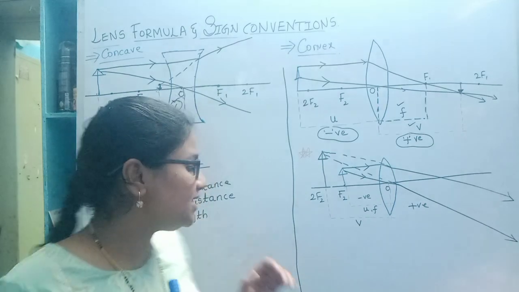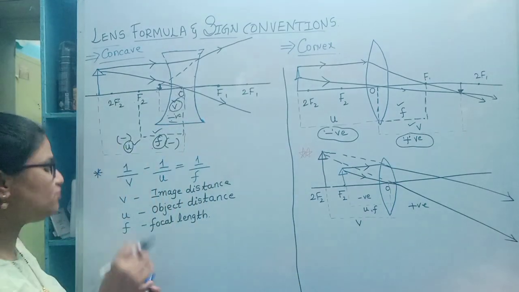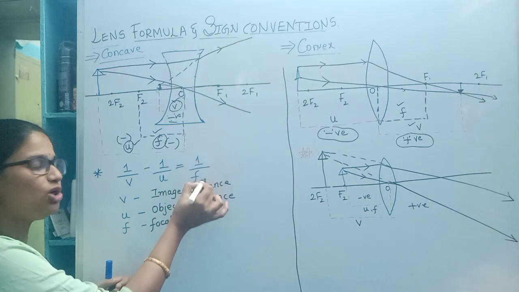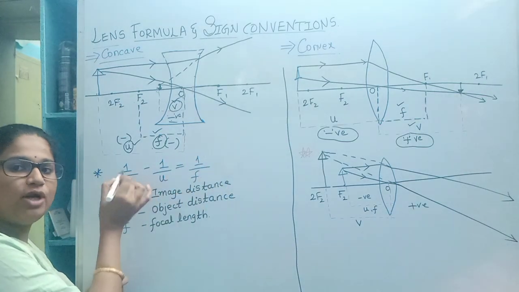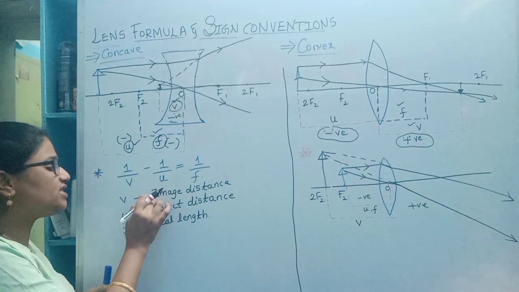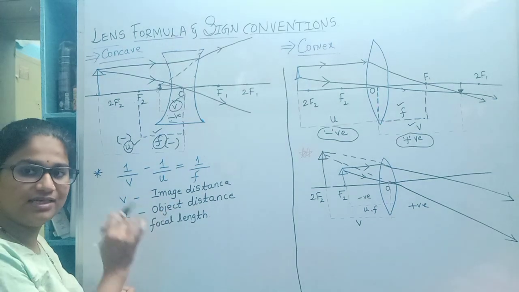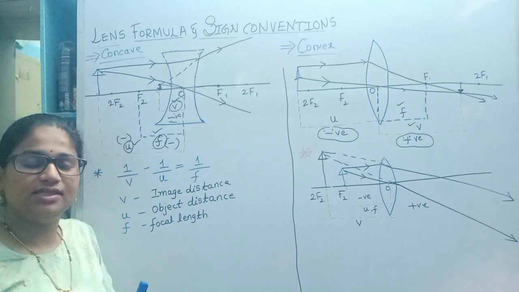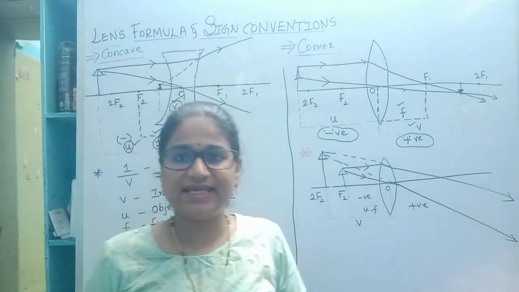So this is regarding the lens formula, and it is given by the reciprocal of the focal length being equal to the difference between the reciprocals of the image distance and the object distance. Reciprocal means 1 by. This is regarding the lens formula and sign conventions.